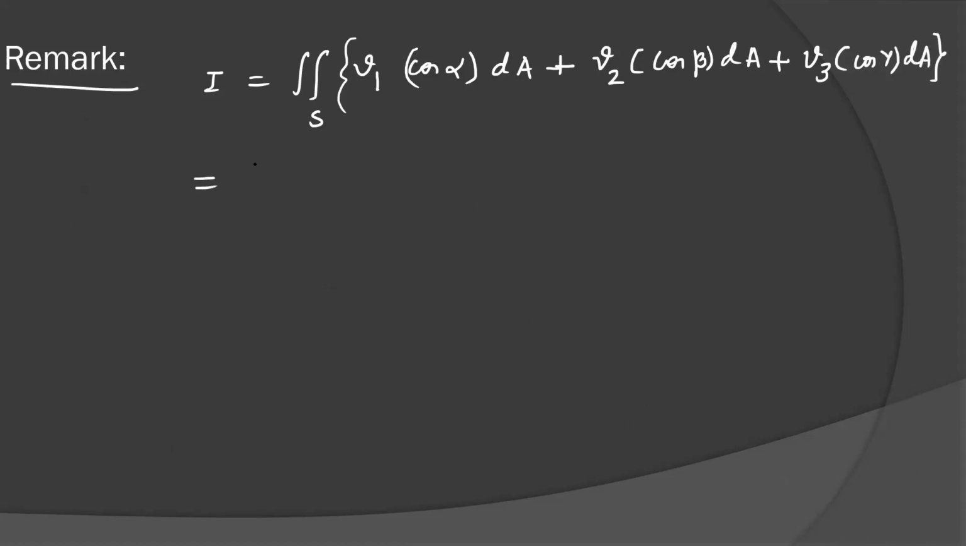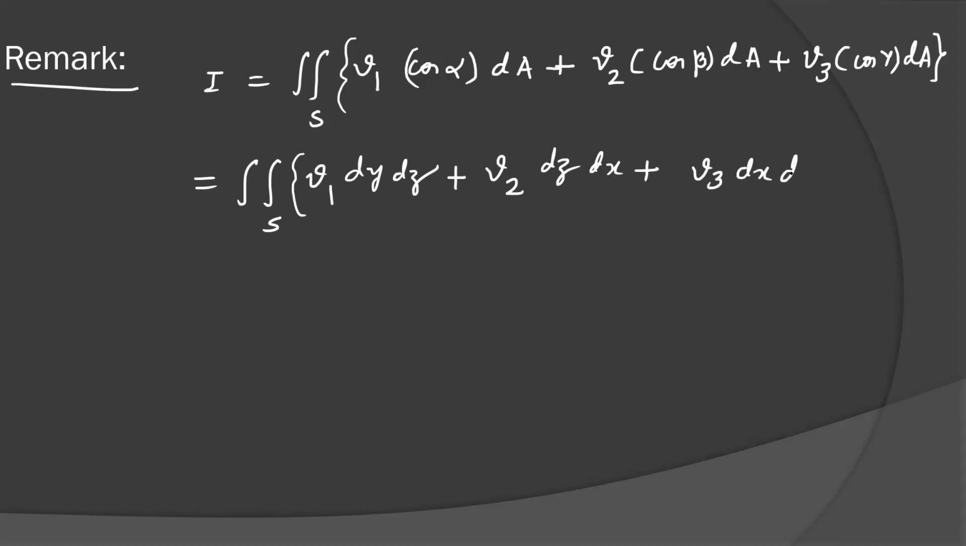Now this is equal to v1 dy dz plus v2 dz dx plus v3 dx dy. I will tell you how. So this surface integral is equal to this expression also, where cos alpha into dA is written as dy dz.